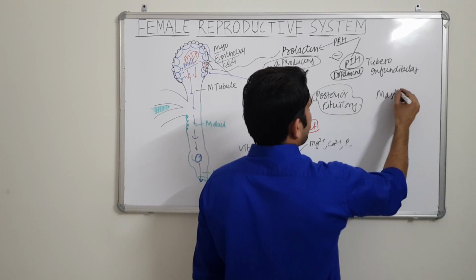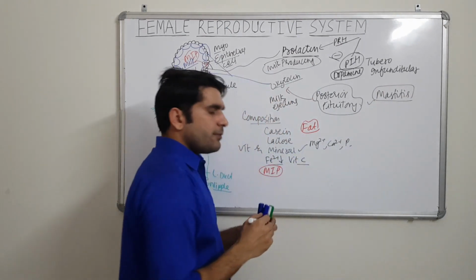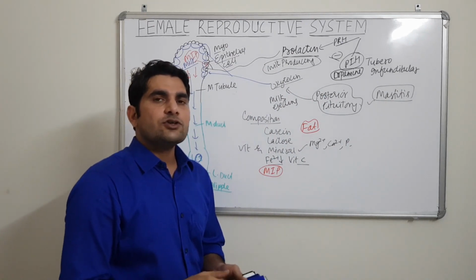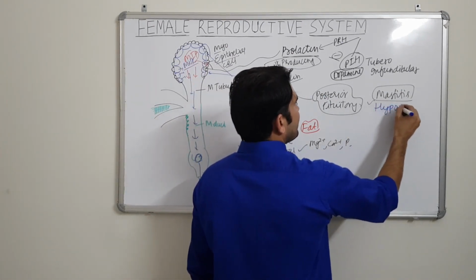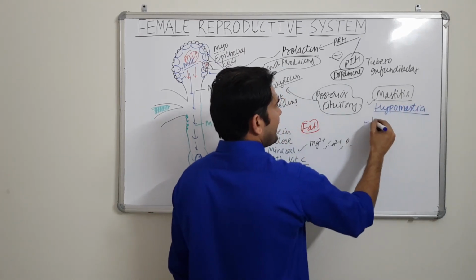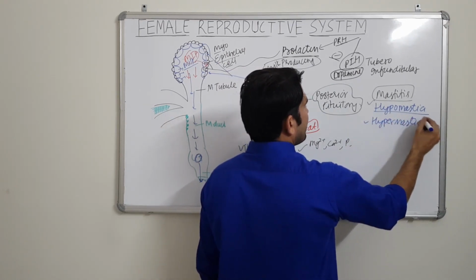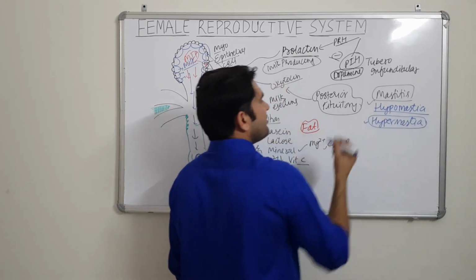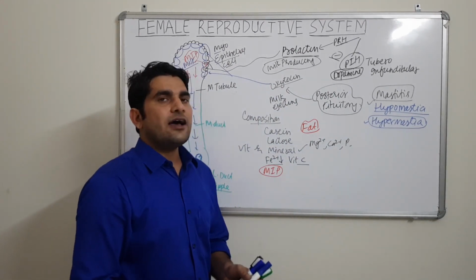Mastitis is a common term which refers to the inflammation of the mammary gland. Hypomastria is when the size of the mammary gland is smaller than normal, and hypermastria is when the size of the mammary gland is large. The underdevelopment and overdevelopment of the mammary gland are hypomastria and hypermastria.